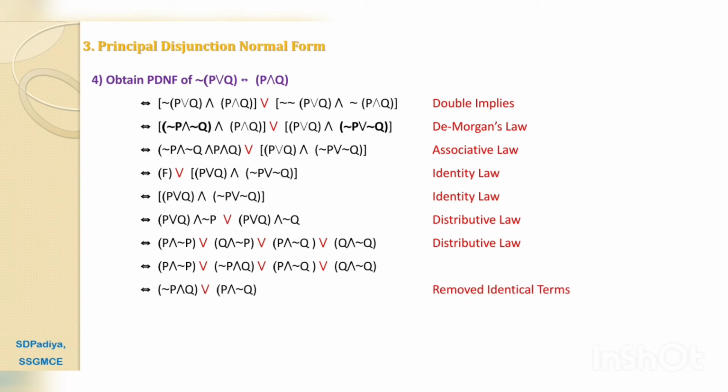Now P and not P is logically equivalent to F, and Q and not Q is again logically equivalent to F, and we can ignore this F in the OR operation. Therefore finally it is not P and Q, or P and not Q. It is the final principal disjunction normal form, that is the sum of product canonical form.